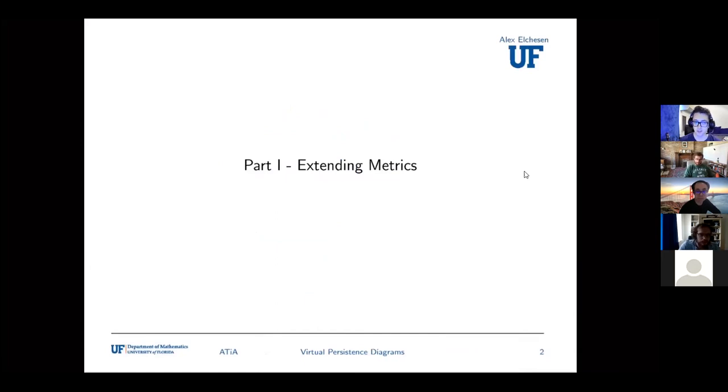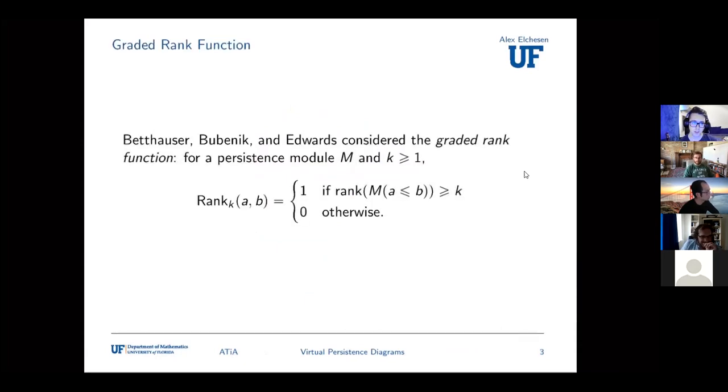So the first part, we're going to talk about extending metrics to signed settings. The original motivation for us was this idea from Leo Betthauser, Peter Bubenik, and Parker Edwards, who are all people in my group. They considered the graded rank function. If you have a persistence module, we all know what the rank function is, you can consider the graded rank function. For k bigger than 1, you assign the kth graded rank function to be 1 if the rank of the structure map from A to B is at least k and 0 otherwise.